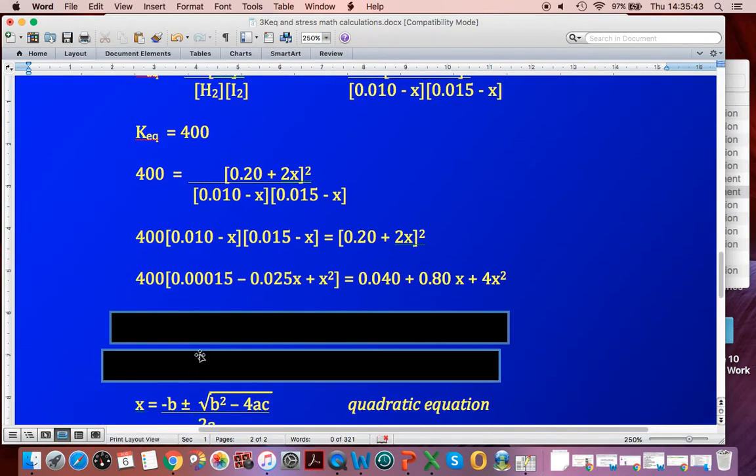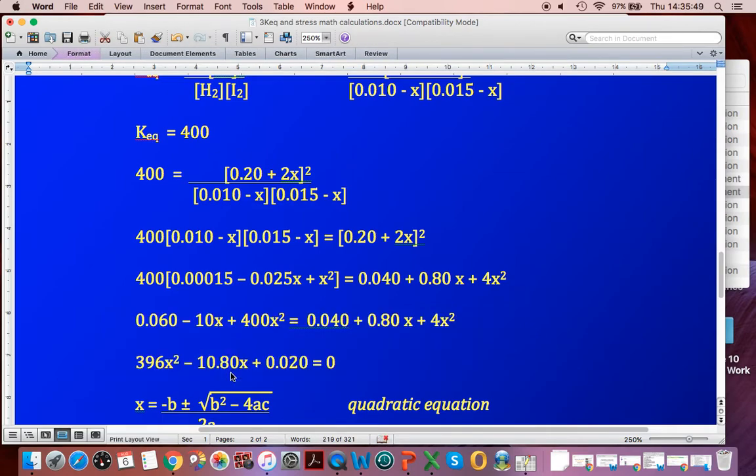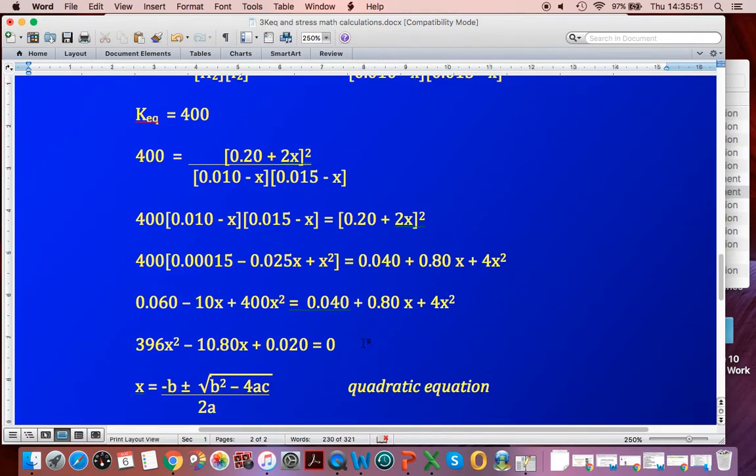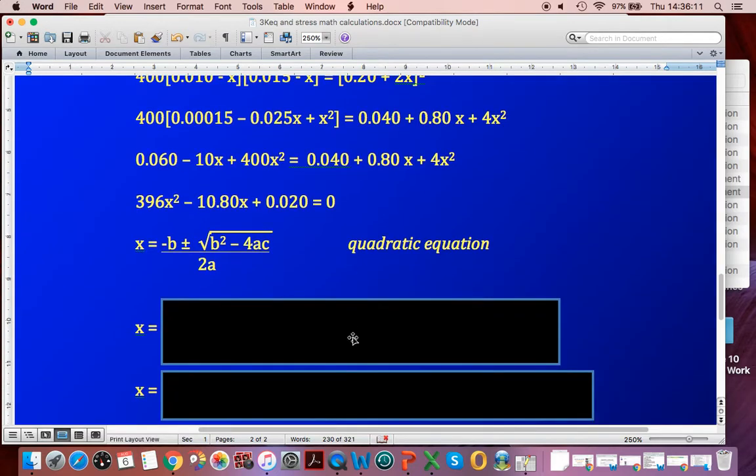So you can see lots of steps means lots of chance to mess up. And once we've done that, we're going to gather our like terms. And if you're lucky and have a nice graphing calculator, you can find your zeros. If you're unlucky like me, you're going to have to use the quadratic equation. So we have an A of 396, a B of minus 10.80, and a C of 0.020 that we're going to plug into our quadratic equation.